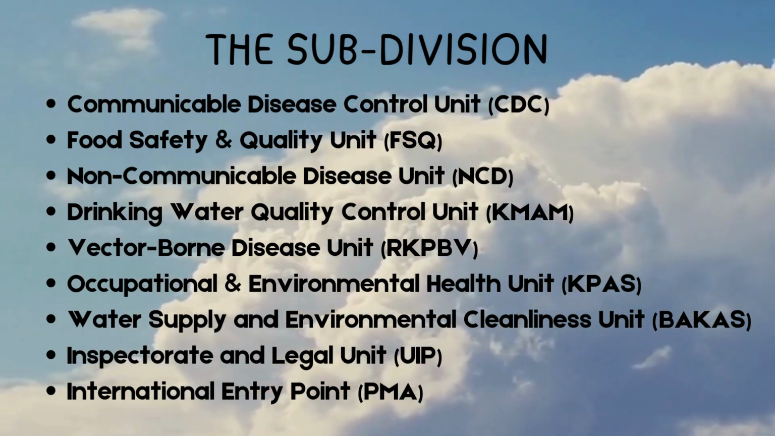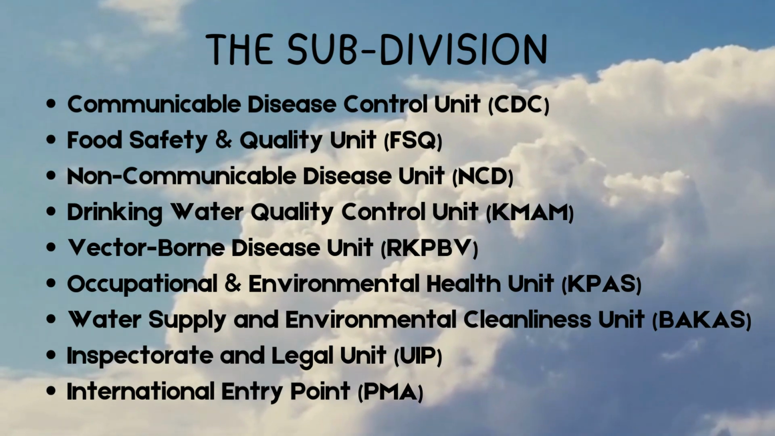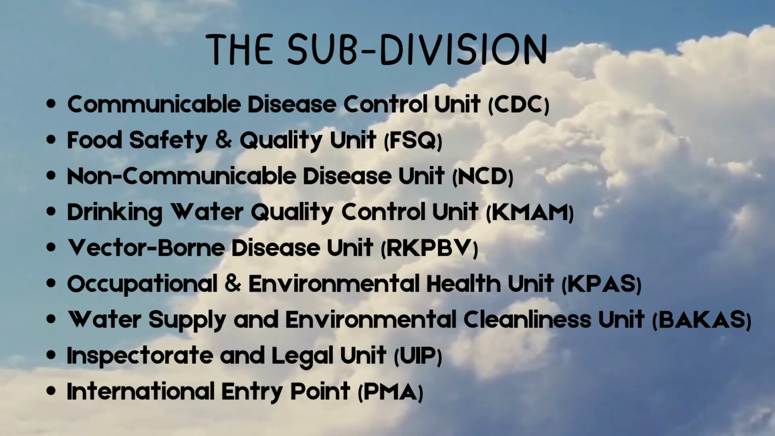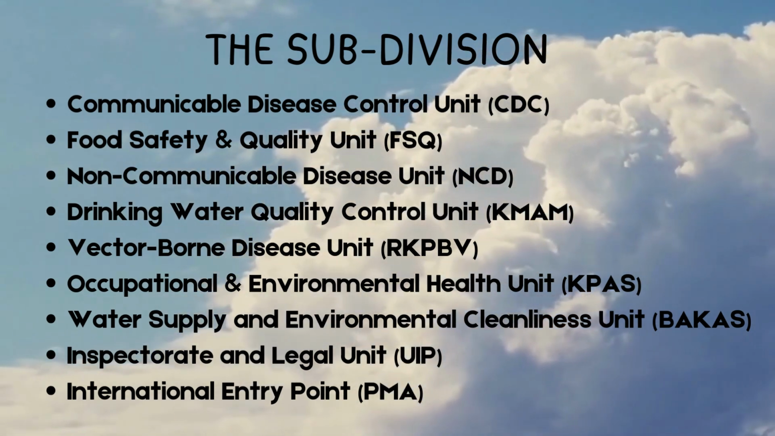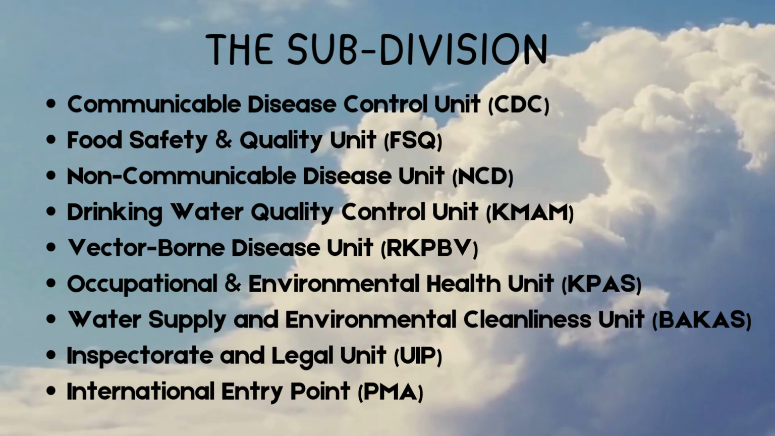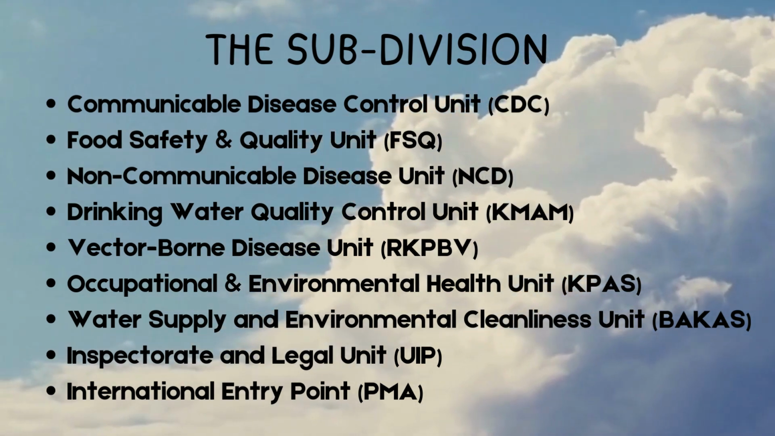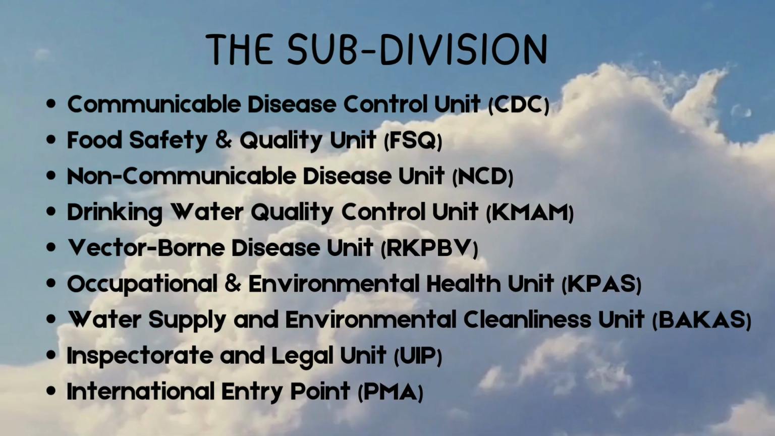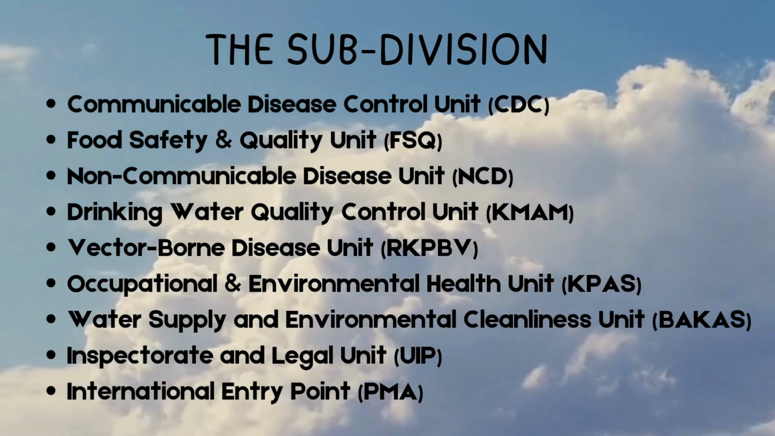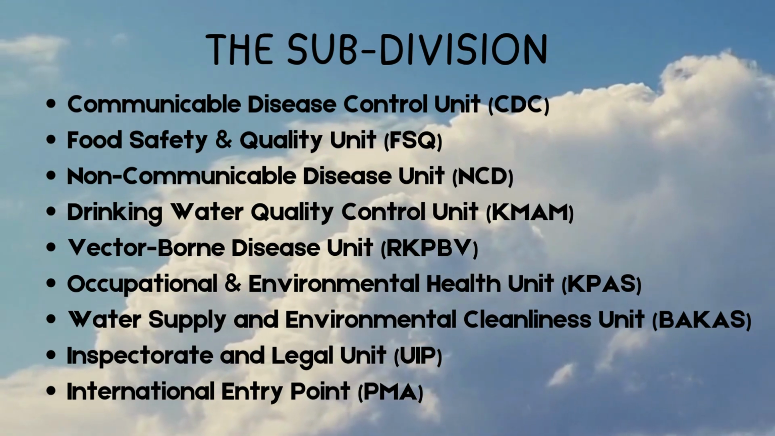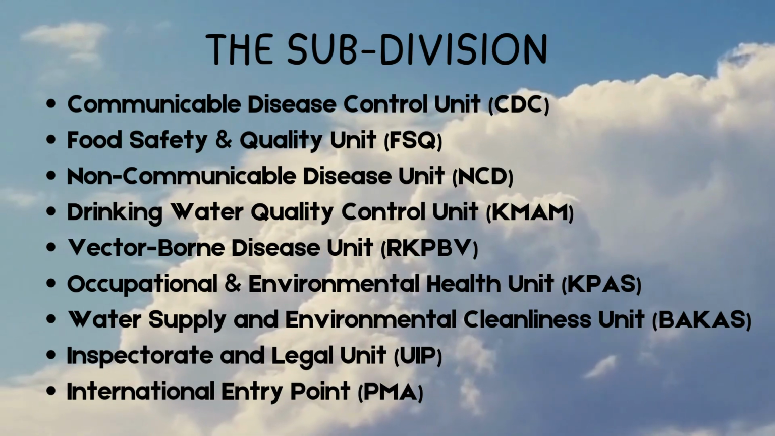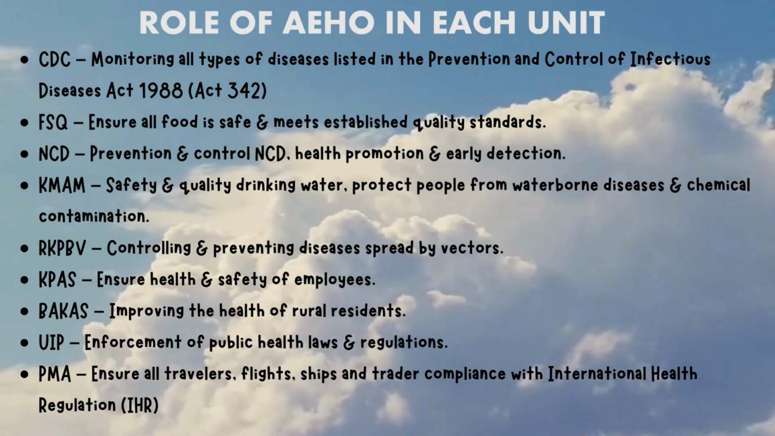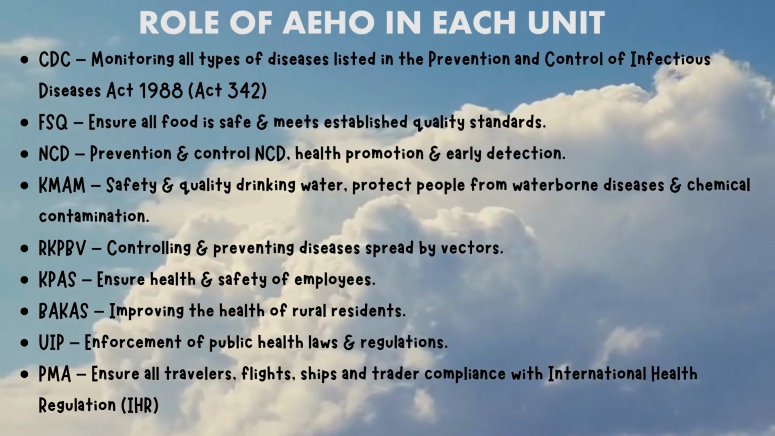services. Communicable Disease Control Unit (CDC), Food Safety and Quality Unit (FSQ), Non-Communicable Disease Unit (NCD), Drinking Water Quality Control Unit (KMAM), Vector-Borne Disease Unit (RKPBV), Occupational and Environmental Health Unit (KPAS), Water Supply and Environmental Cleanliness Unit (BAKAS), Inspectorate and Legal Unit (UIP), and International Entry Point (PMA). This is the role of the Assistant Environmental Health Officer (AEHO) in each unit.